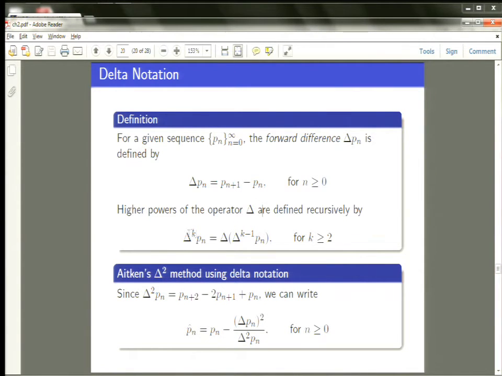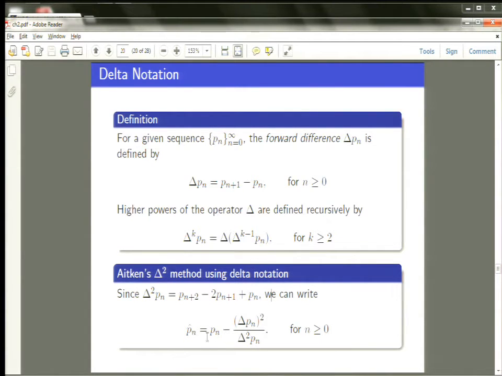So the second difference here would be to just do the same thing twice. And you showed on the blackboard last time that if you do this twice, of course you're getting p_{n+2}, but then you're getting minus 2 p_{n+1} and plus p_n. So that's an example down here. And you can keep on going. You will see more of that later.